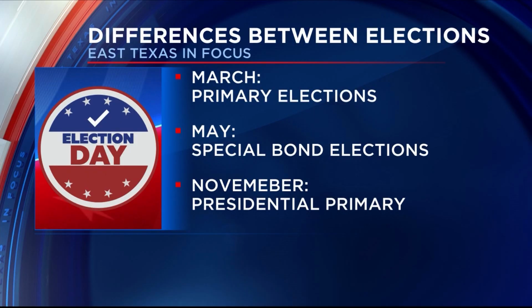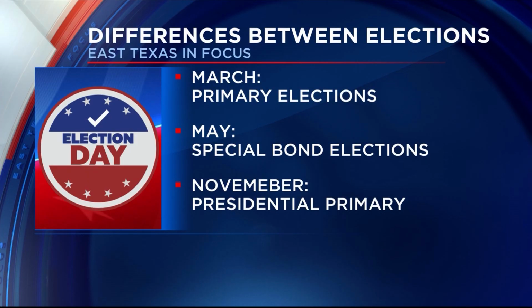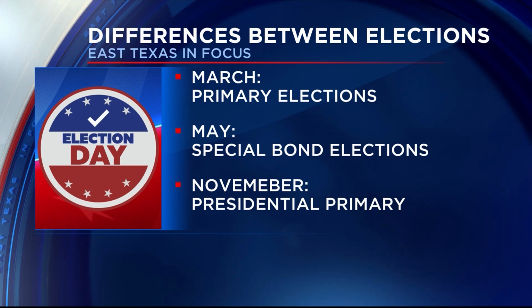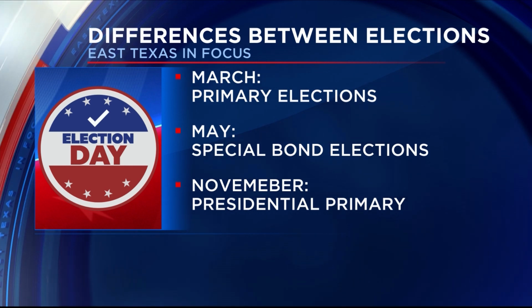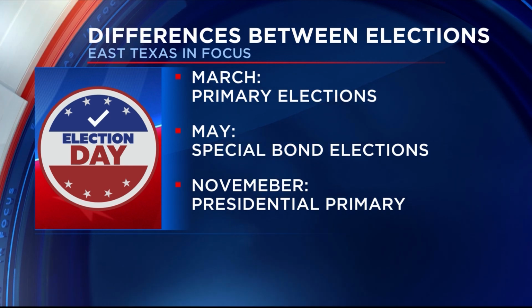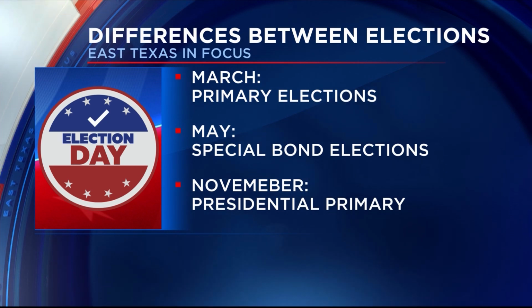Let's start out with, we have the March primaries coming up. What's the difference between the March, May, and November elections? All right, so the March primary, it's an elimination race. The Democratic Party and the Republican Party of Texas have candidates applying for places on the ballot, and the primary allows voters to make a determination of which of those candidates they want to see on the November ballot against the other party's candidates. So it's essentially an elimination race.